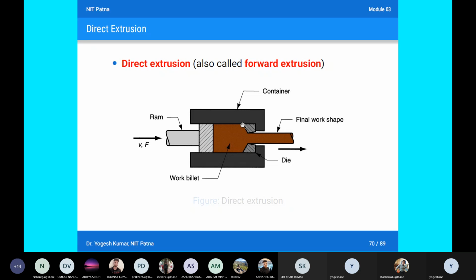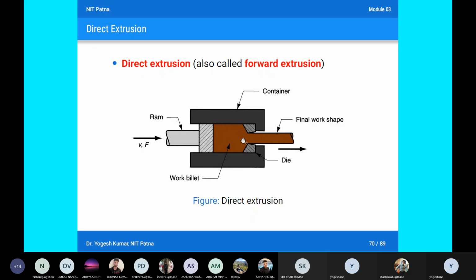What is done, as soon as this ram reaches and touches this die, this material is cut away from this point, and your final product is kept away for further processing. This waste material is called a butt. The material which could not be extruded using direct extrusion, this waste material, is called a butt.